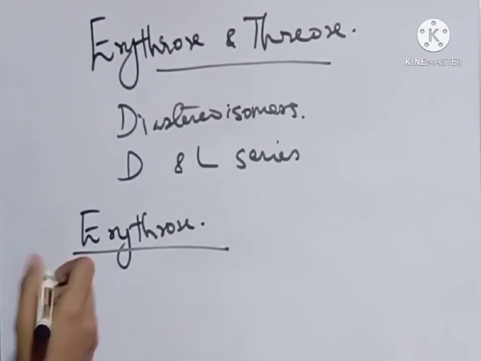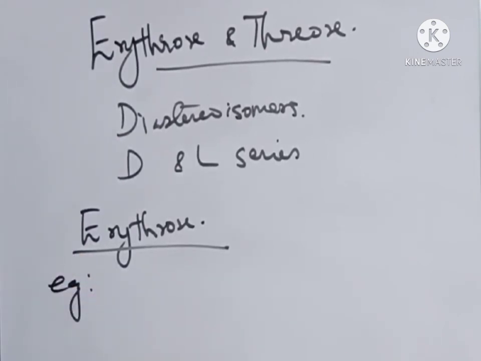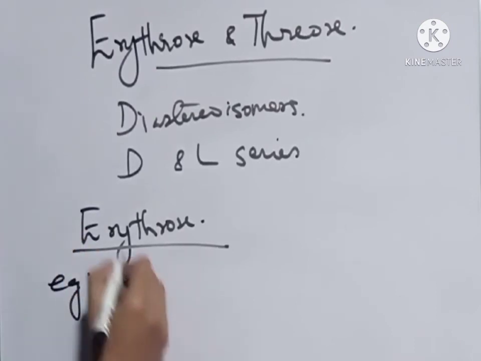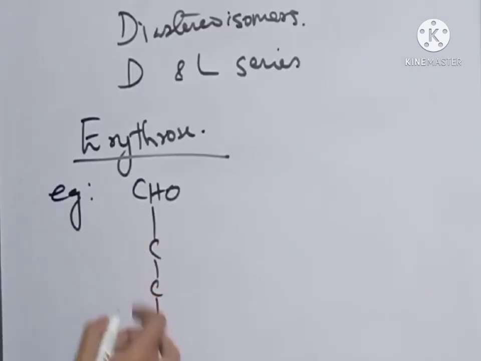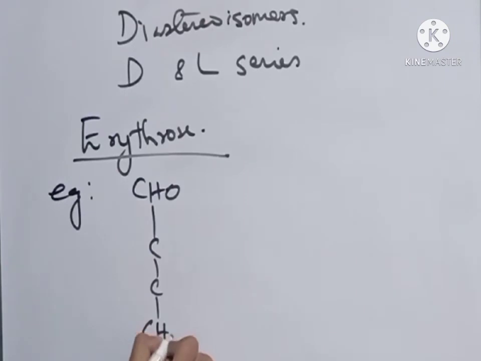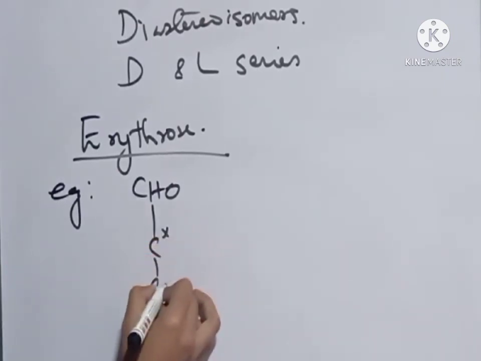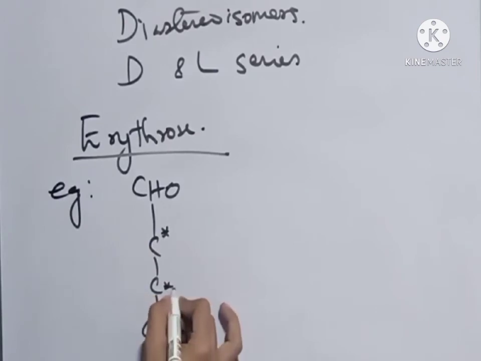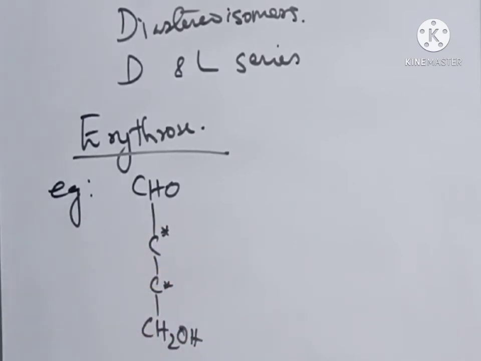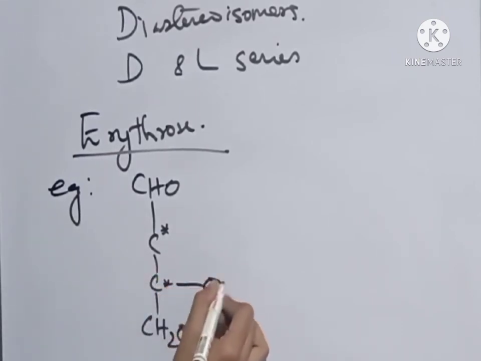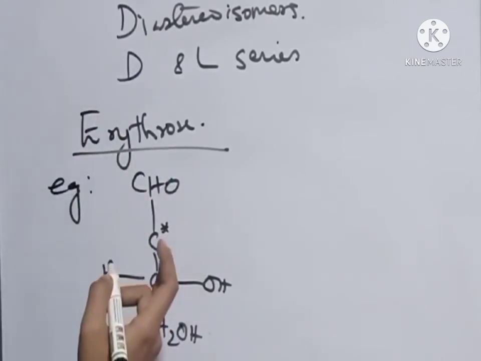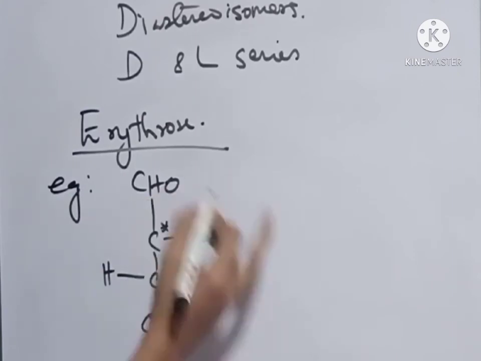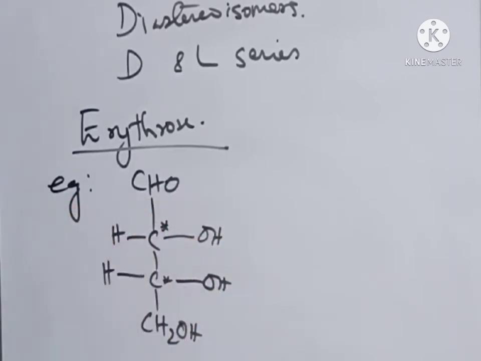For example, if we talk about the erythros and threos structures of aldotetros, erythros is like this: CHO, aldotetros, 4 carbon groups are there and 2 stereogenic centers are there, 1, 2. In here, both the stereogenic centers are attached to one OH group and one hydrogen group. So here OH is on right side and hydrogen is on left side. In erythro structure, both the same groups are on same side. That is, here also OH is on right side and hydrogen is on left side.